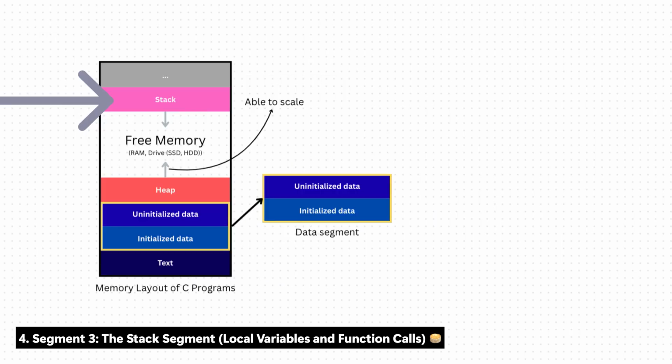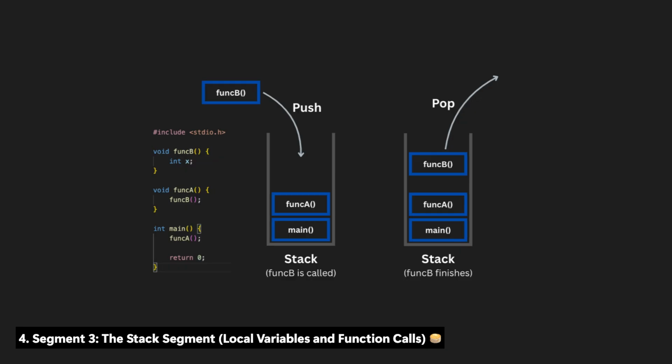4. Segment 3. The stack segment, local variables, and function calls. The stack is perhaps the most dynamic and critical segment for function execution. What it stores. It stores stack frames. A stack frame, aka function call information, stores the following things. It stores local variables, variables declared inside functions, like int x. It stores return addresses, function parameters, and saved registers.